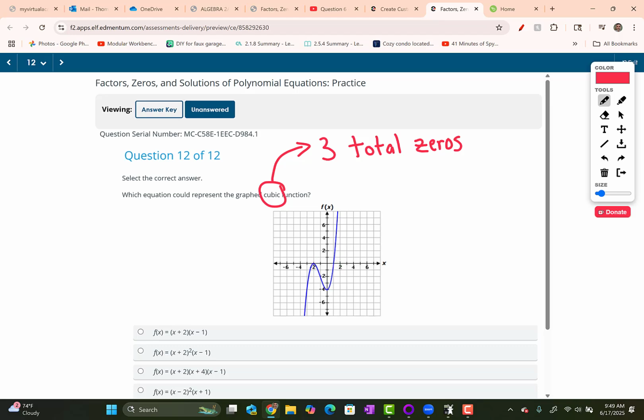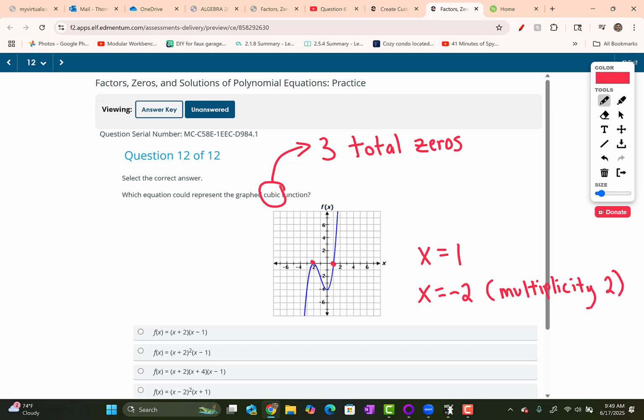Where it crosses the x-axis is x equals +1. So x equals +1 is one answer. And then this is a multiplicity of 2 since it bounces there. So the other solution is x equals -2, but that is multiplicity 2, or sometimes called a double root.